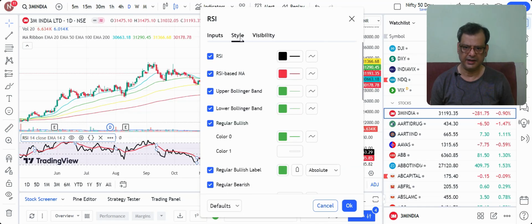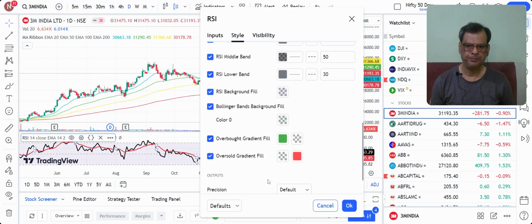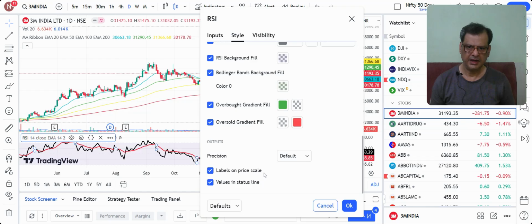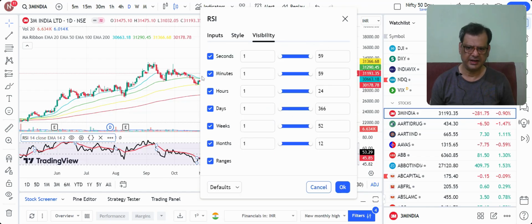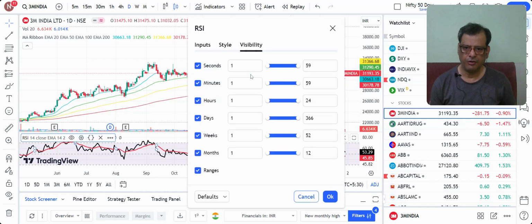Now come to the style here. So RSI, I made it black for my convenience. This is not the default color, and this is RSI based moving average. But since we've chosen EMA, it will be EMA here. So there is upper Bollinger Band. All this is selected by default. There is no need to touch any of this. Please don't touch any of this here. And then there is visibility. Again, by default, it's selected here. Don't do anything here.